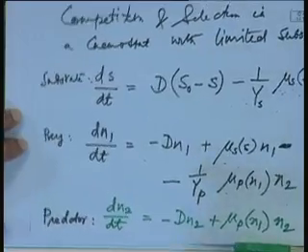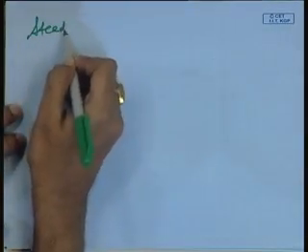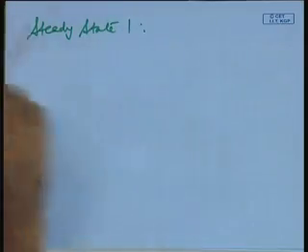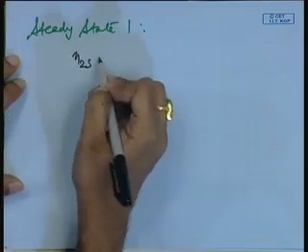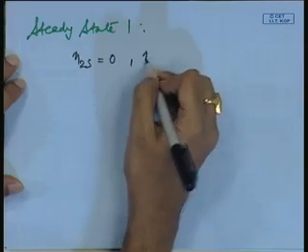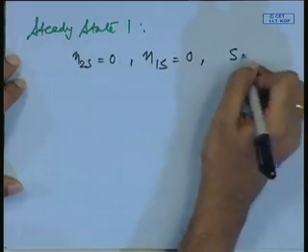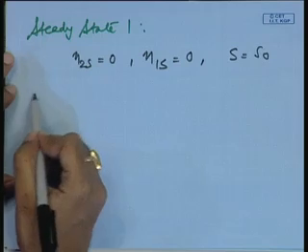Now, what we need to compute in the next few minutes is the steady state. There are 3 steady states for the system. Steady state 1: if you go and solve it, and the solution is not very difficult, N2s equals 0, N1s equals 0, and S equals S naught. Steady state 2.